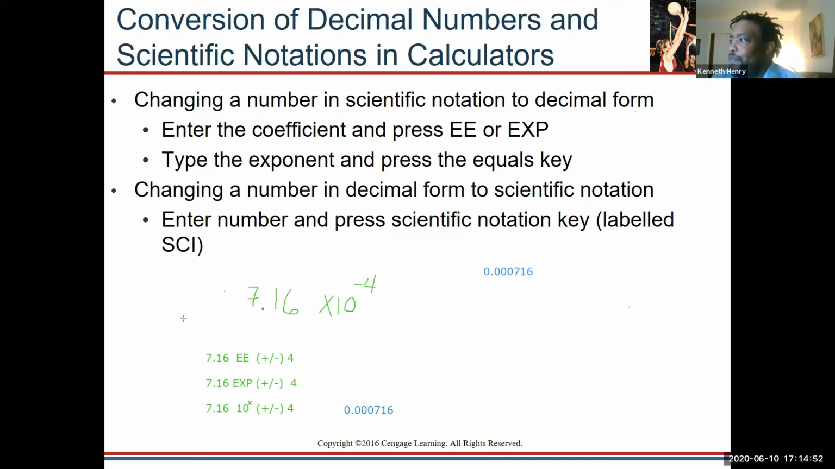Sorry, how does it distinguish between a positive and a negative? Do you do the same step? Yes, same number. So when you hit 7 point, let's say you want it to be a negative number. All you hit is the plus slash minus key. You enter the number, and if you hit plus or minus, it will automatically change it to either a plus or a minus. Gotcha. Okay. Those are good questions.